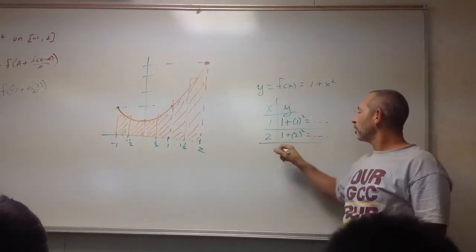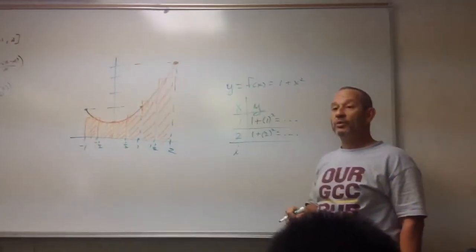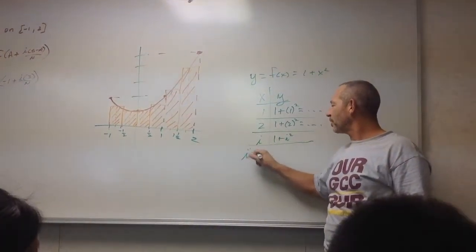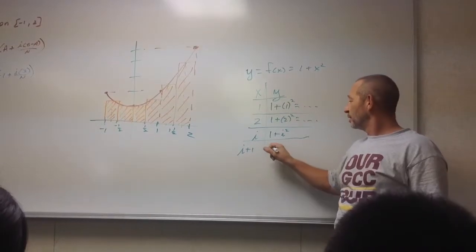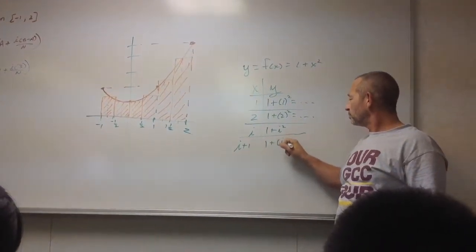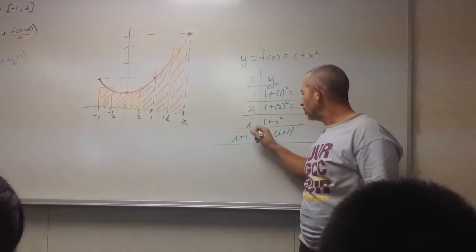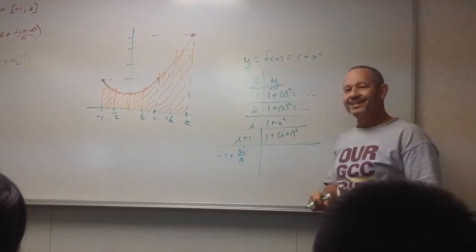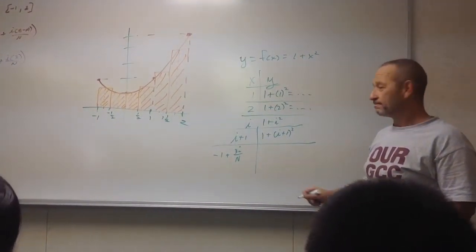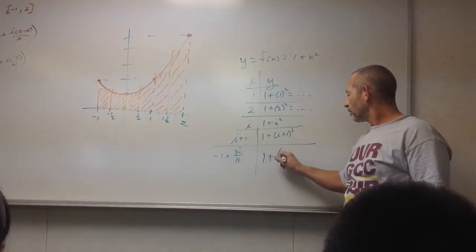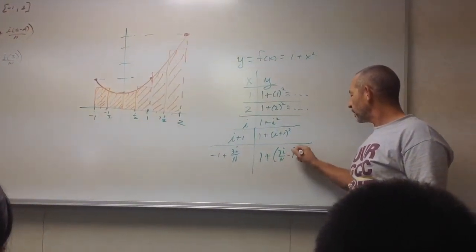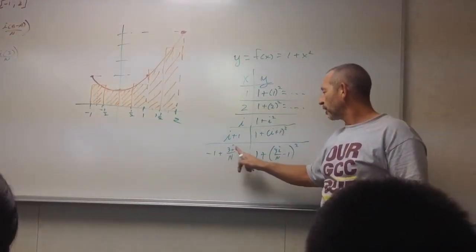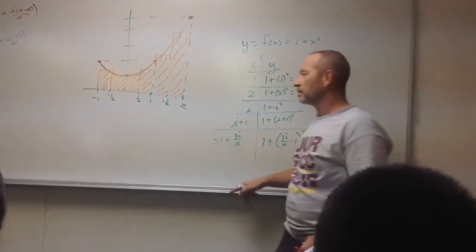What if I asked you to plug i into that? What would you get? 1 plus i squared. What if I asked you to plug i plus 1 into that curve? 1 plus (i plus 1) squared. What if I asked you to plug minus 1 plus 3i over n into that curve? What would you write? 1 plus (3i over n minus 1) squared, to write it in a more convenient fashion. Isn't that f of a plus i times (b minus a) over n?